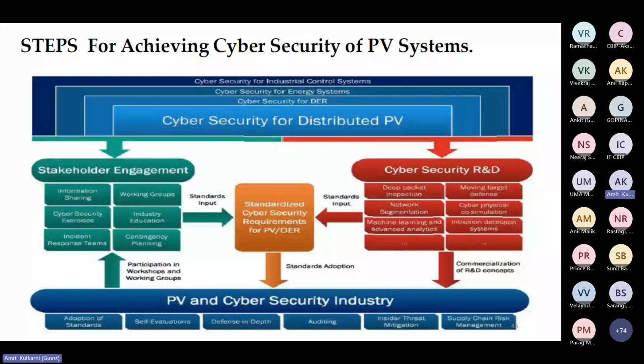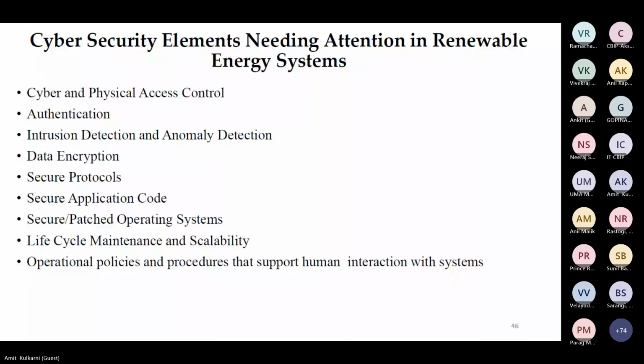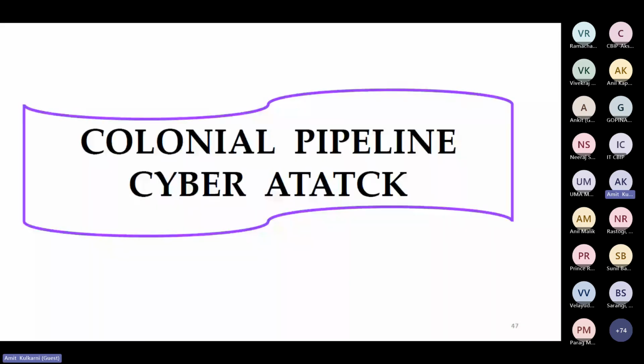Also PV and cybersecurity of industry: self-evaluation, defense in depth approach, which I am going to explain further on how it can be implemented for a system, insider threat mitigation and supply chain risk management. All this should be incorporated for PV systems. Now, with this, we end our first case study related to the RE systems, that is wind and solar. Now we come to our next case study, the Colonial Pipeline cyber attack.